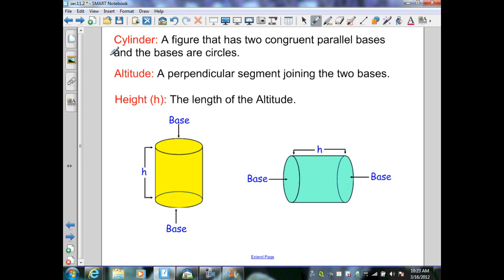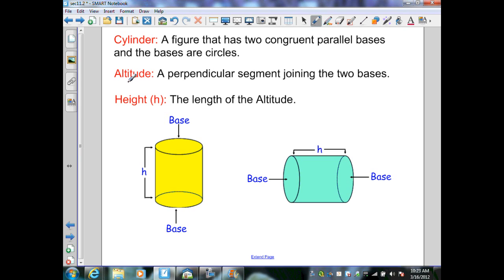Section 11.2 continued, surface area of prisms and cylinders. The definition of a cylinder is a figure that has two congruent parallel bases, and those bases are circles. Here we have a diagram of a cylinder. Notice the base on top is a circle, the base on the bottom is a circle, and they are parallel.